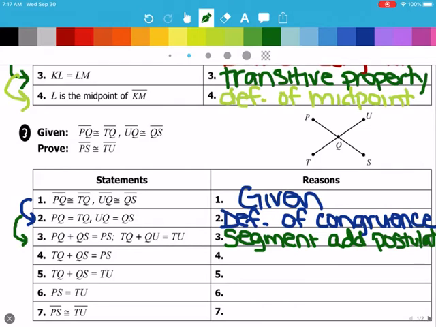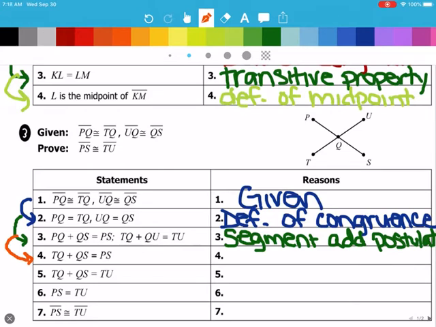I'm out of space. I know I'm forgetting that E, but I'm sure you guys can squeeze it on your paper. Okay, so now they're saying TQ plus QS equals PS.